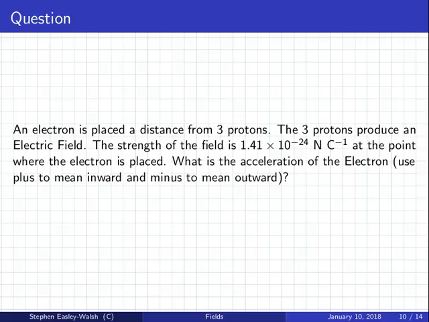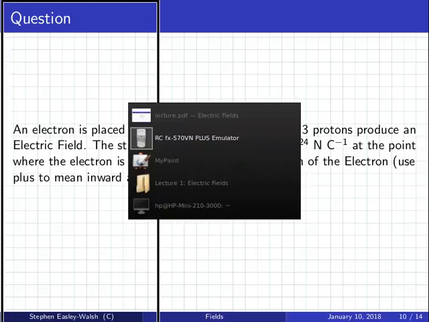Right, you got an answer here? 0.00. Okay, let's see. What did you do to your calculator? Right, let's have a look.